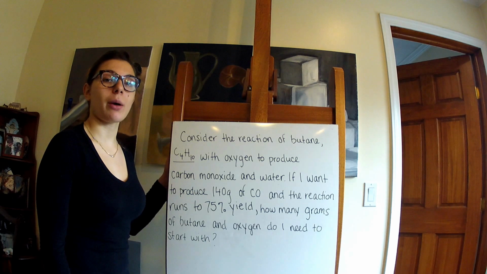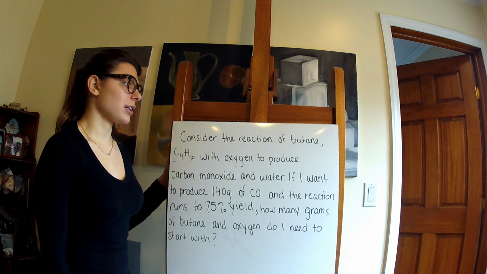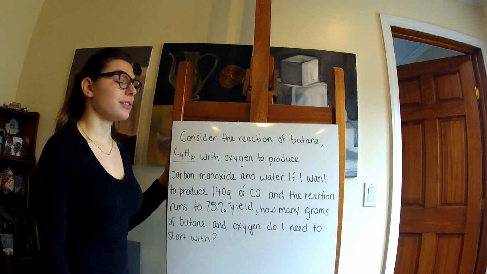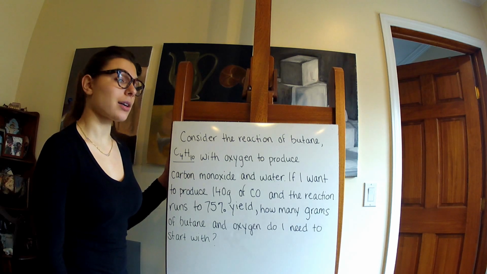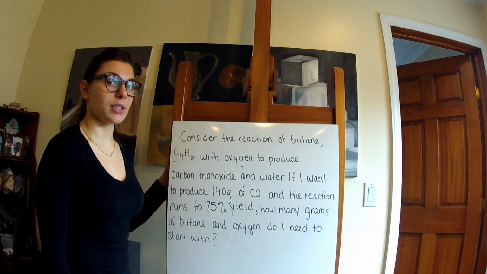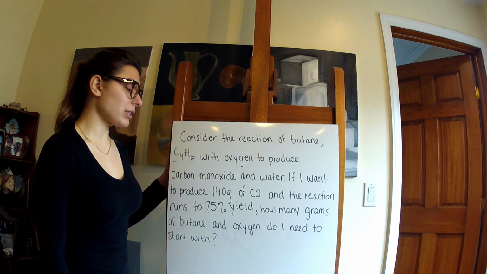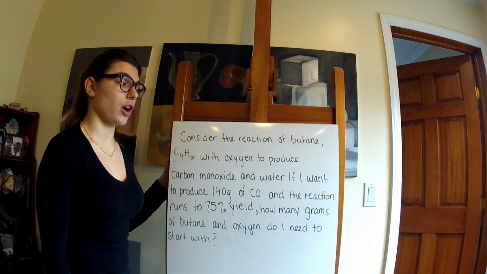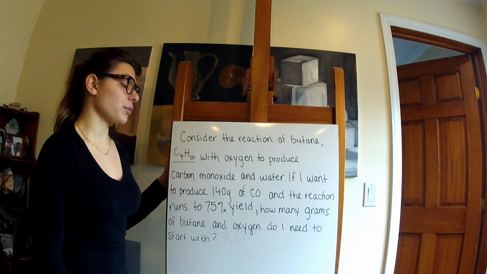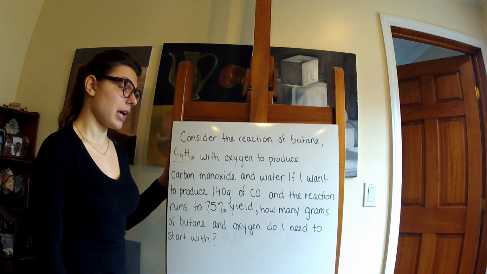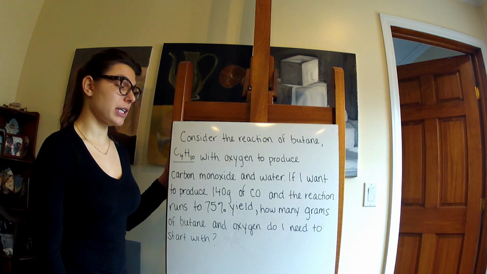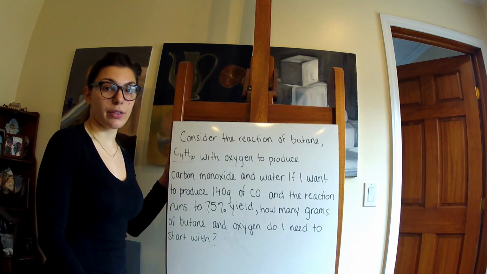E, Stoichiometry Problems. Consider the reaction of butane, C4H10, with oxygen to produce carbon monoxide and water. If I want to produce 140 grams of carbon monoxide and the reaction runs to 75% yield, how many grams of butane and oxygen do I need to start with?